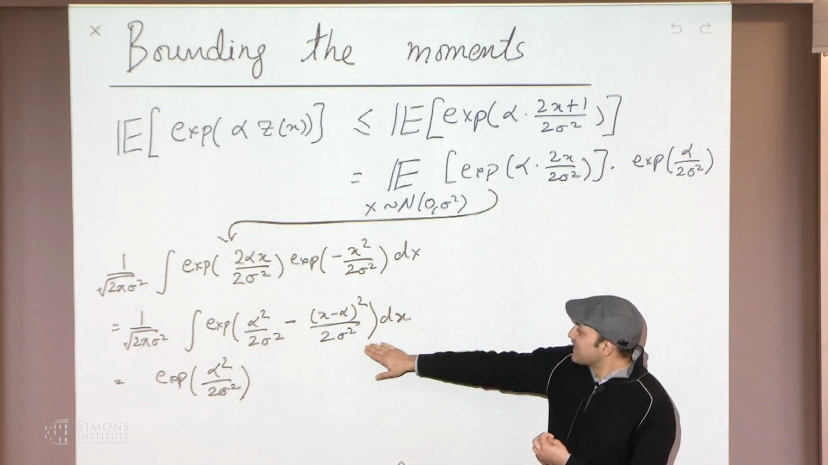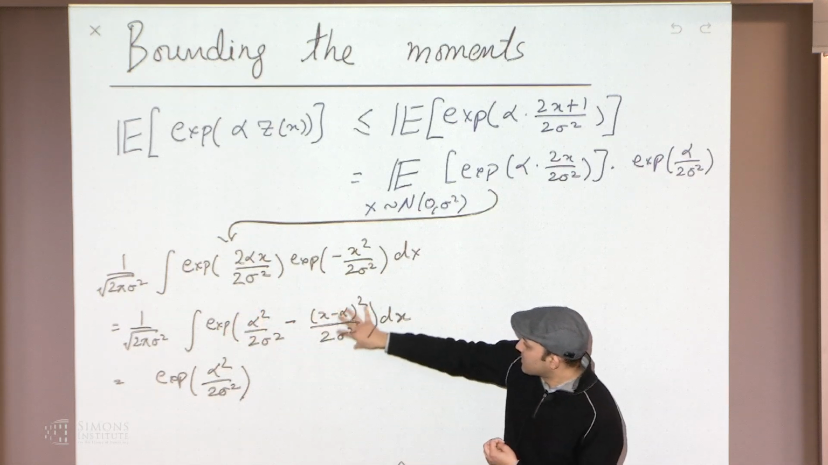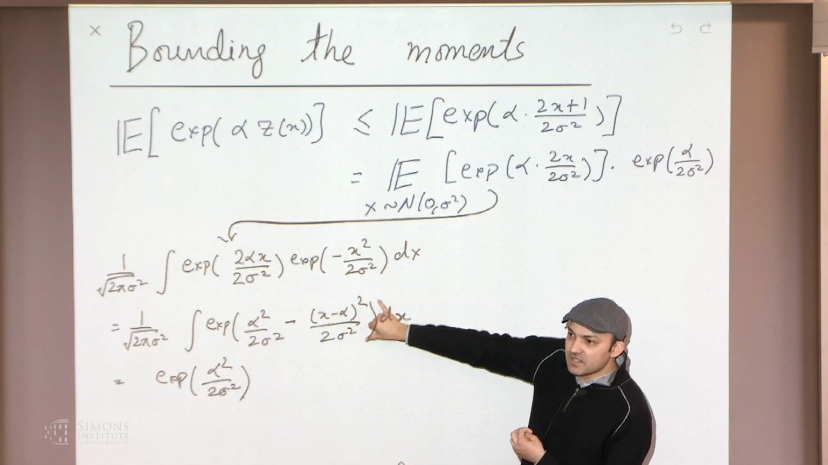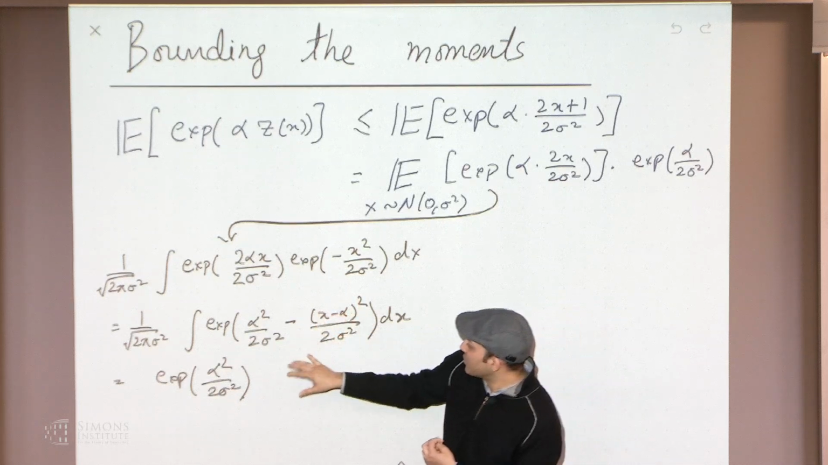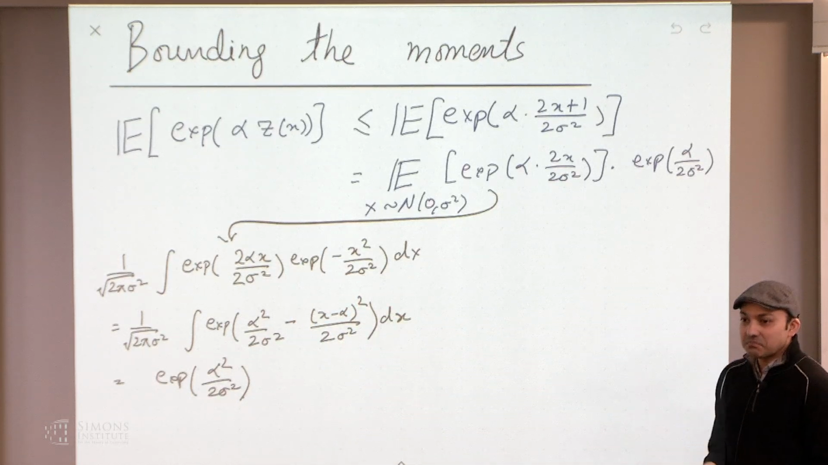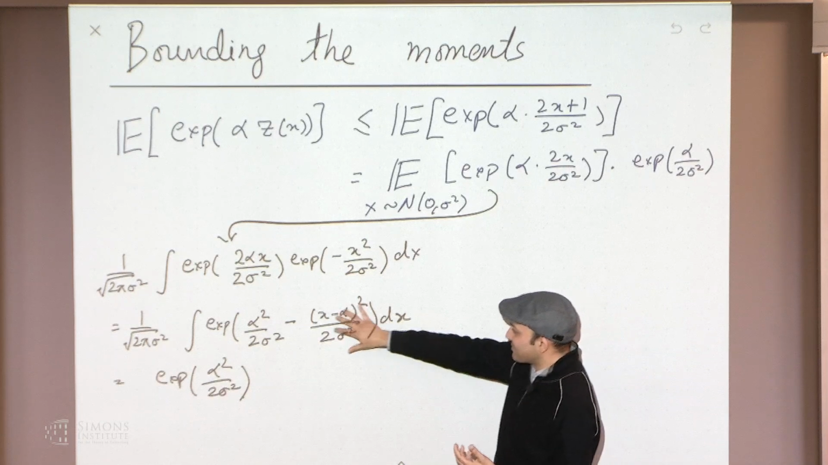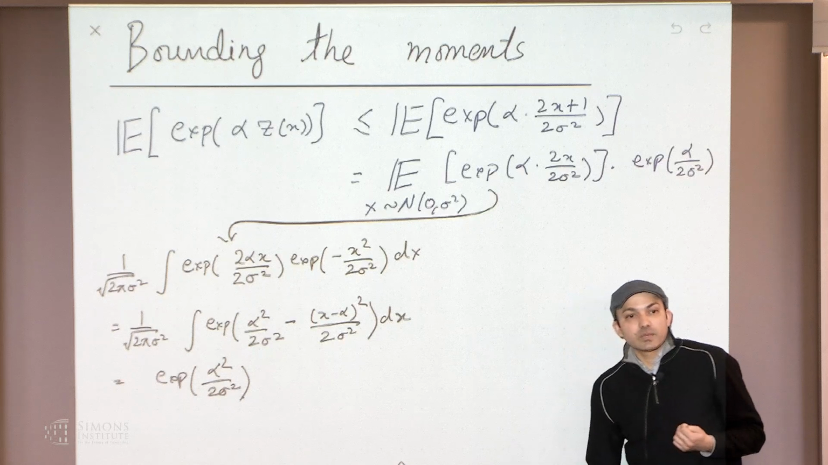Why did we do this? This now is a constant independent of x. This part is the density of a Gaussian centered at alpha. So I'm integrating the density of a Gaussian centered at alpha. That computes to 1. So I'm left with e to the alpha squared over 2 sigma squared.